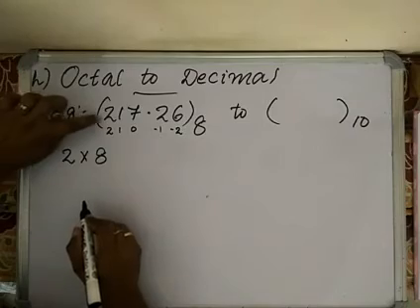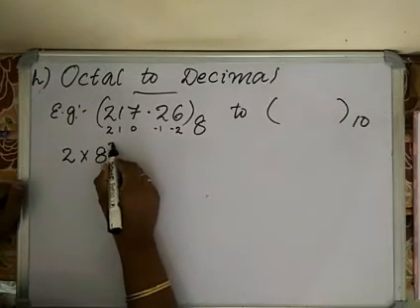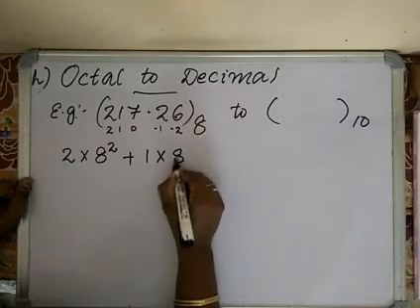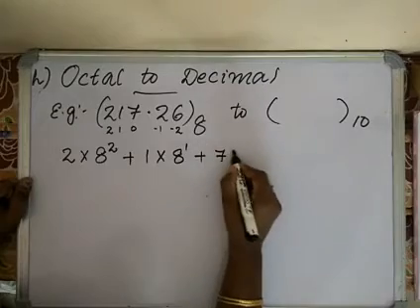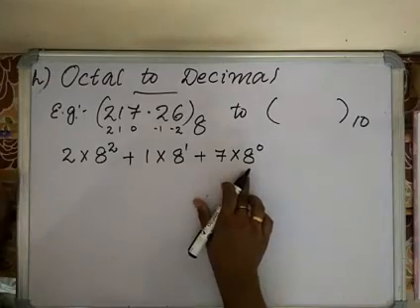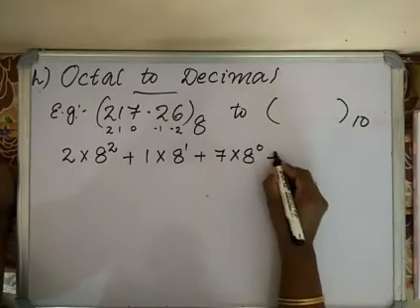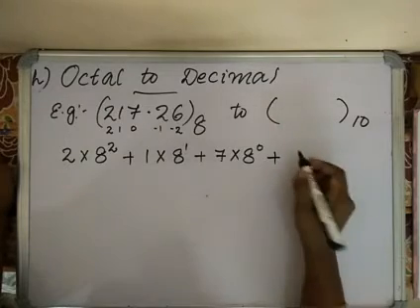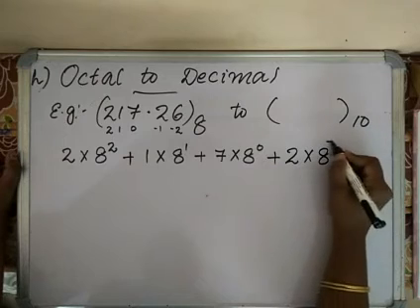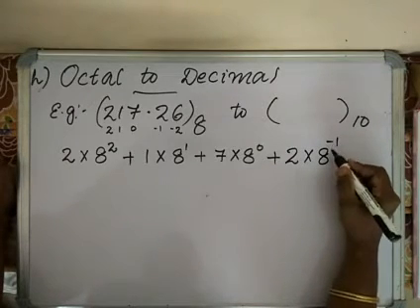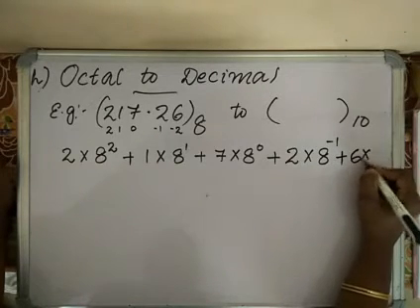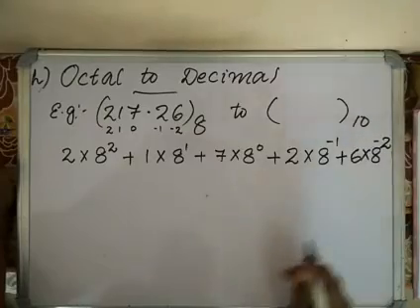So the first digit is 2 multiplied with 8 squared. Plus the second digit is 1 multiplied by 8 raised to 1. Plus the third digit is 7 multiplied by 8 raised to 0. So these 3 terms represent the integer part of the given octal number. Plus we need to include the fractional part also. The first fractional digit is 2 multiplied with 8 raised to -1. 8 raised to -1 means 1 by 8. Plus the next fractional digit is 6 multiplied with 8 raised to -2.